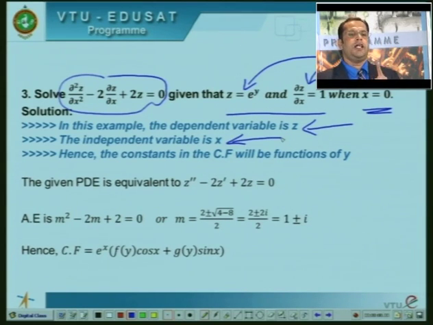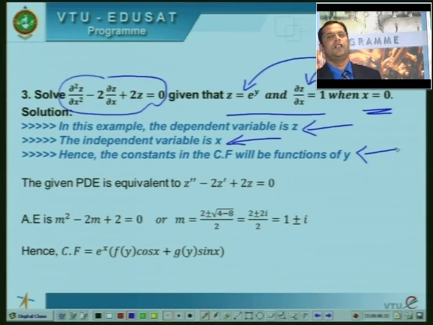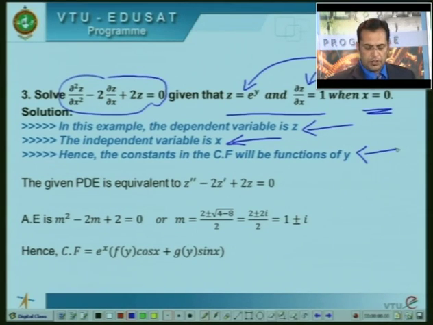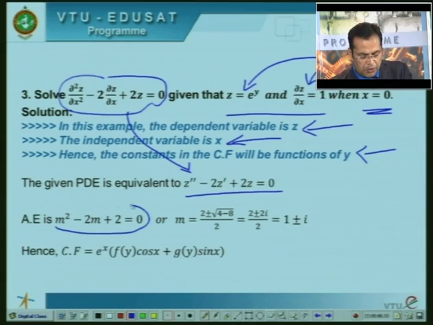So, remember, you should write the complementary function in terms of x, and the constants in the CF will be replaced by functions of y. So, the PDE in its equivalent form is z double dash (for ∂²z/∂x²) minus 2z dash (for ∂z/∂x) plus 2z equal to 0. So, it is z'' - 2z' + 2z = 0, and the auxiliary equation is m² - 2m + 2 = 0, which is not factorizable.